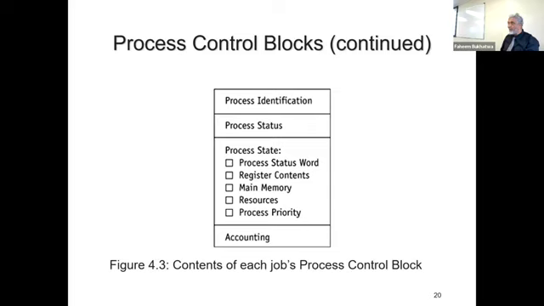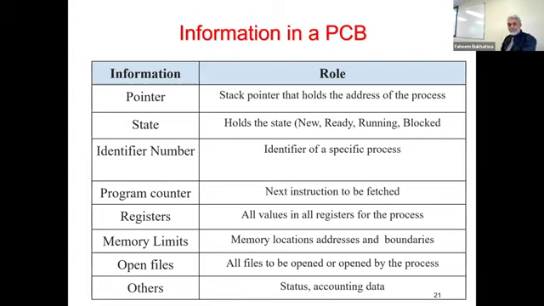Process status, and the process state, which state are you at? Are you at the new state or the terminating state or ready state? And some accounting information, like time accounting: what time did you come in, what time did you leave, what time did you use the CPU, what's the total time the CPU was used? How long did you use I/O? How long did you spend in the ready queue waiting for a CPU?